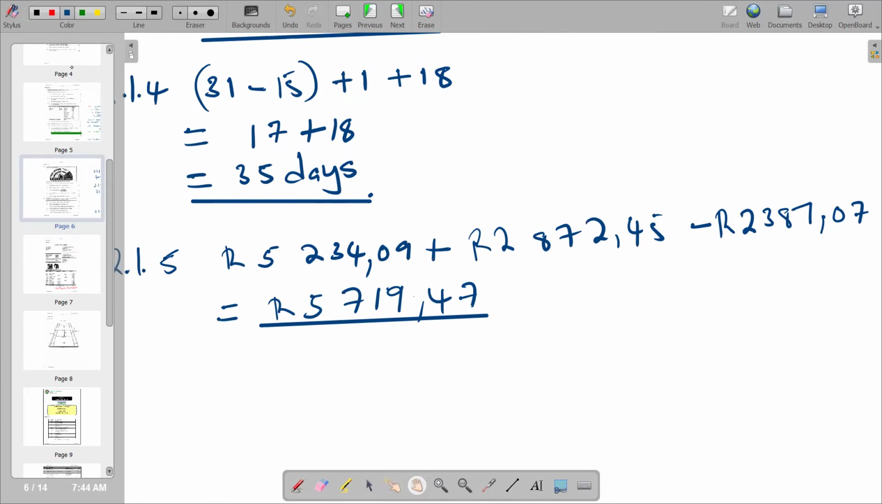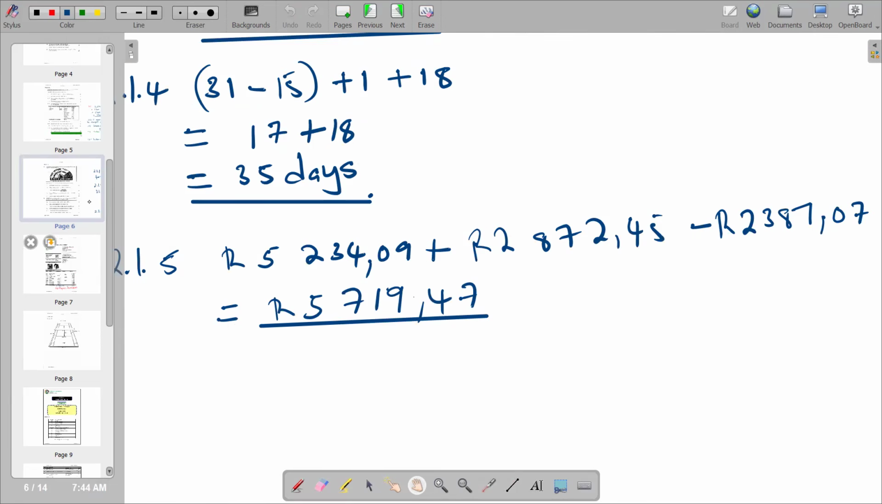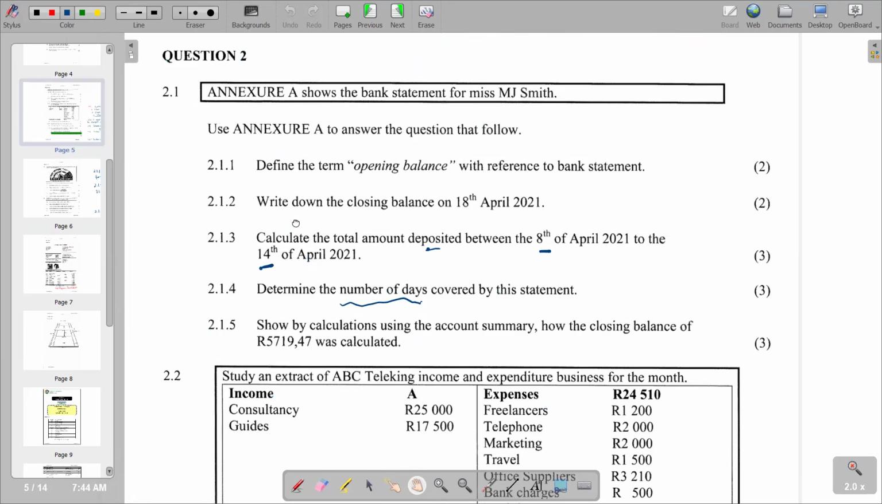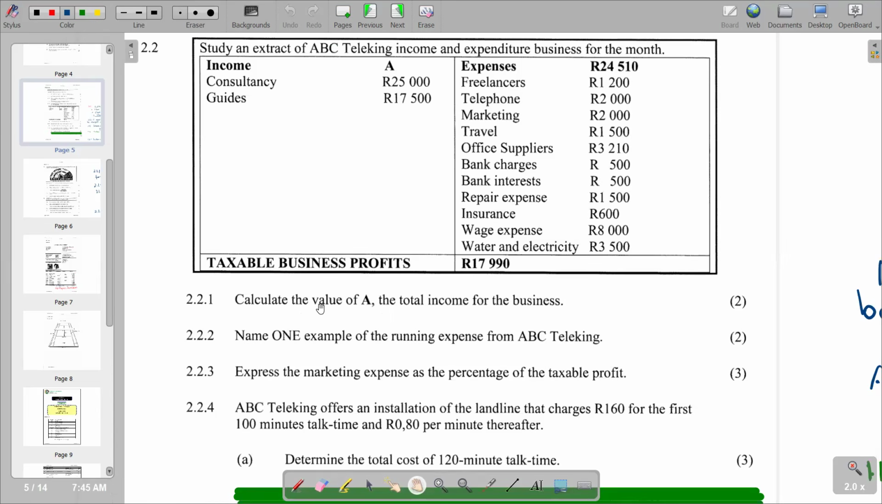We try to move on to the next part, whereby we have got 2.2. So 2.2, we are given a statement extract of ABC Telecom's income and expenditure for the business for the month. So you have got the side for income, and then the other side we've got expenses. And we've got taxable business profits are 17,990. So beneath that, the first question is saying calculate the value of A, the total income for the business.